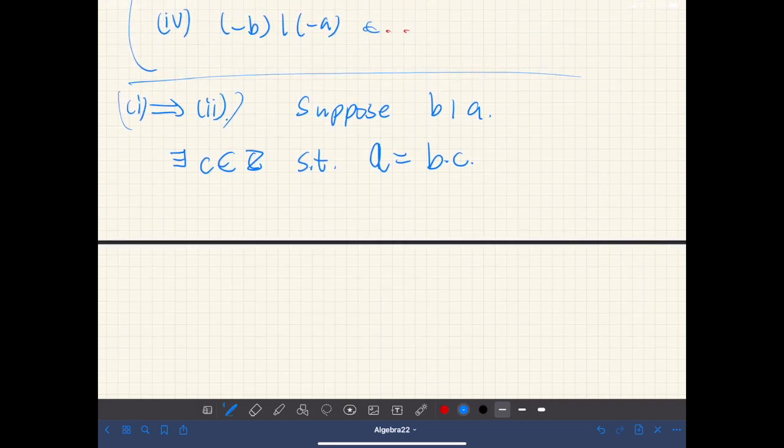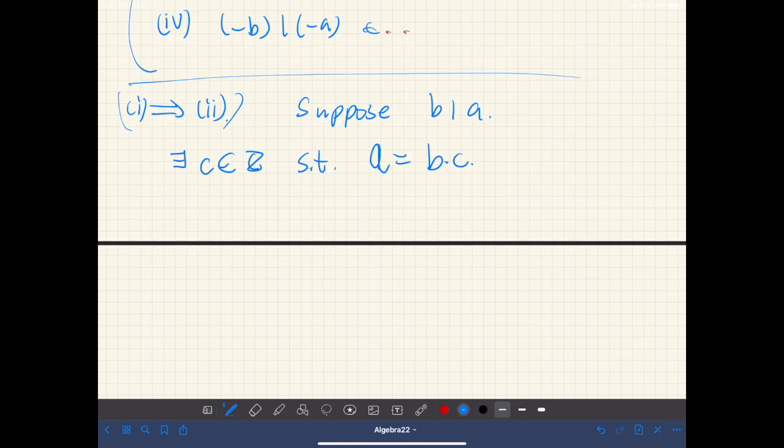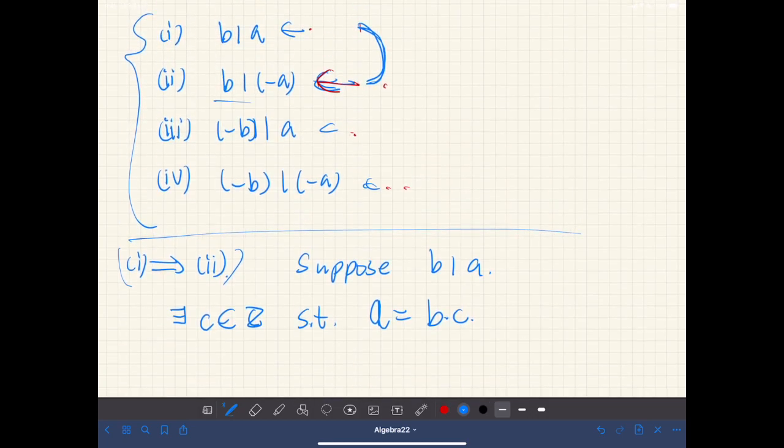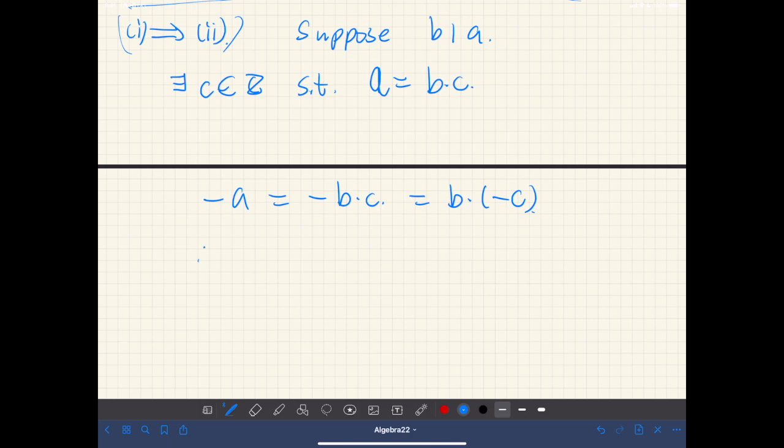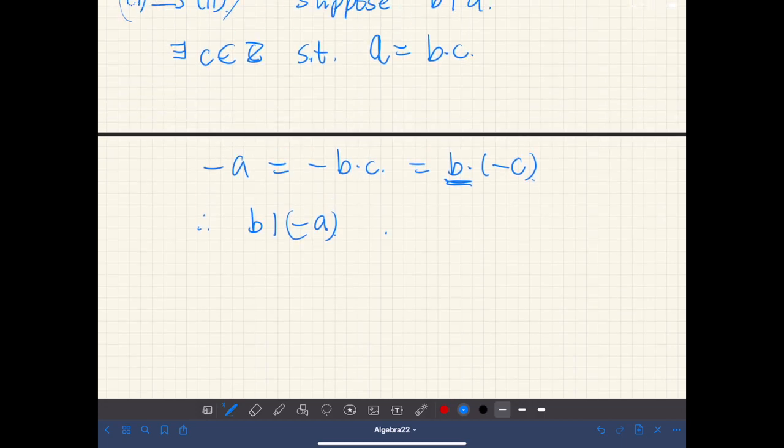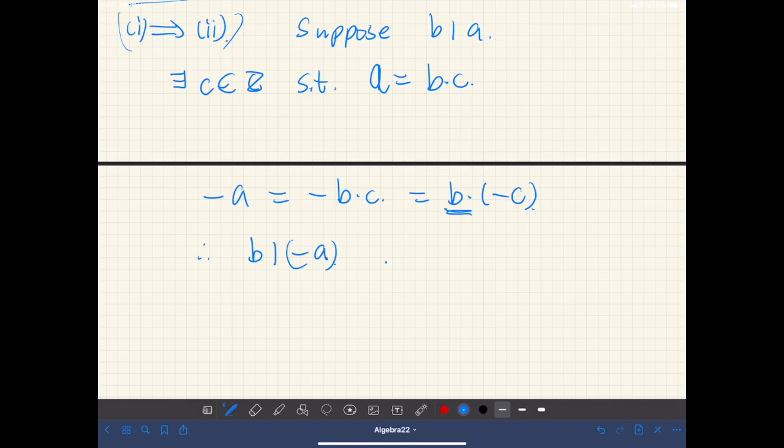Then multiply both sides by negative 1, we have minus a equals minus b times c, which is equal to b times minus c. So now we have this. Therefore, b is a divisor of negative a. So this is done. But we have to prove the opposite direction.